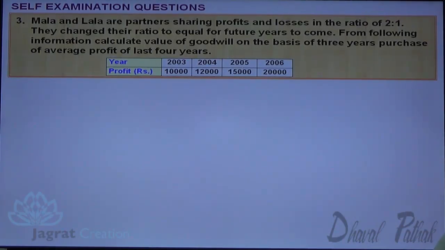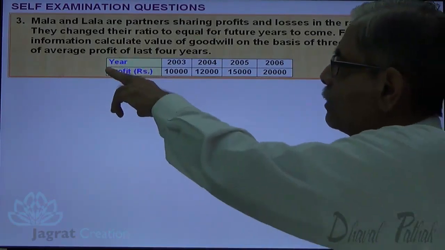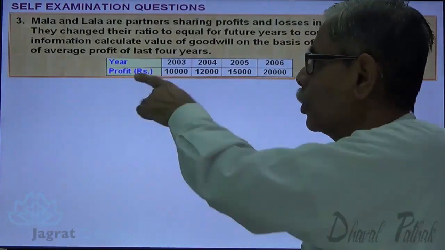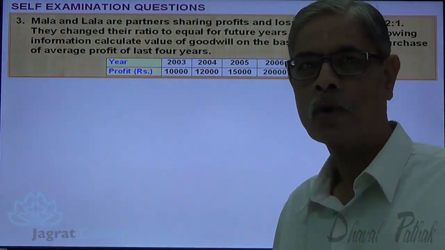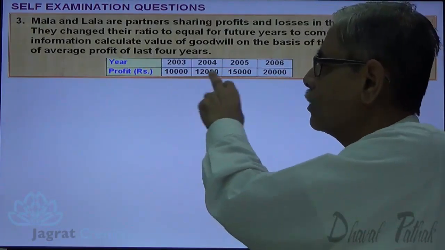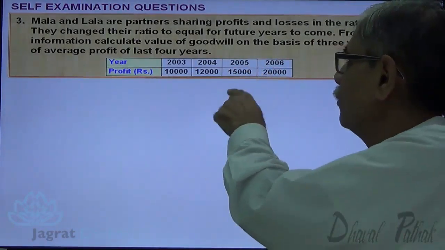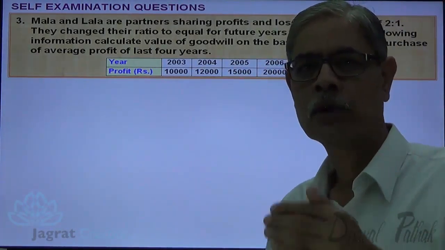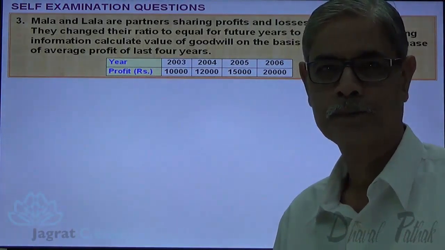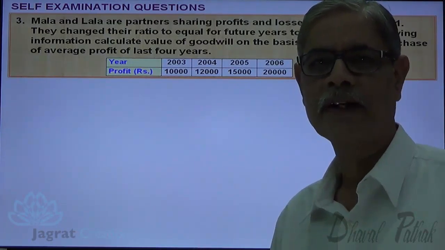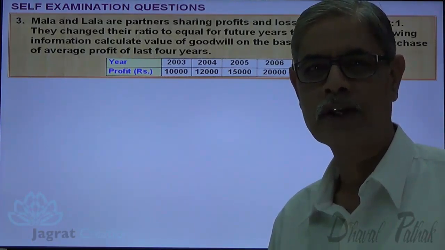From the following information, calculate value of goodwill on the basis of 3 years purchase of average profit of last 4 years. You are given the profit for 4 years. Observe one thing once again. 10,000, 12,000 increase 2,000, 12,000, 15,000 increase 3,000, 15,000, 20,000 increase 5,000. So there is an increasing trend. Where there is an increasing trend, you should find weighted average for computation of goodwill.